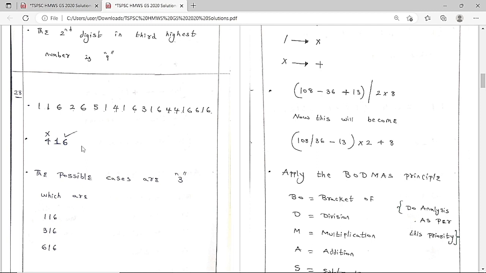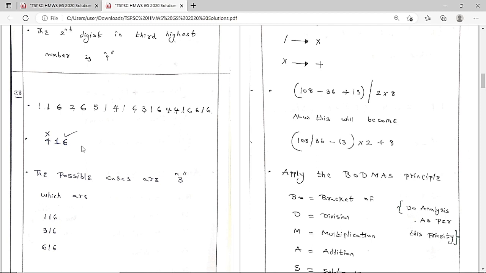In the question, how many ones are there in the following series which are immediately followed by 6 but not immediately preceded by 4? Followed means after, preceded means before, as already told. Now the possible cases are only 3, which are basically 116, 316 and 616. So let me solve here.